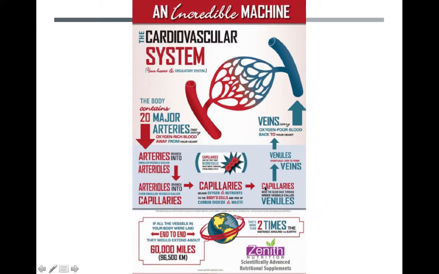Then capillaries join together to form venules. Venules join together to form veins, and veins carry mostly oxygen poor blood back to the heart, except again for the pulmonary vein. Another fact: if all the vessels in your body were laid end to end, they would extend about 96,500 kilometres, so they could go around the earth twice.